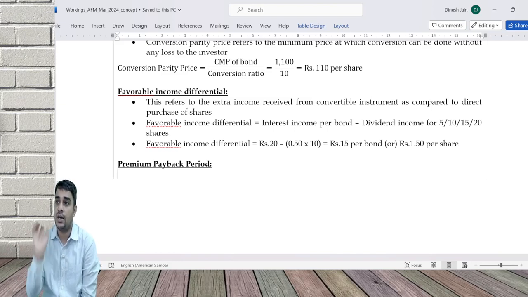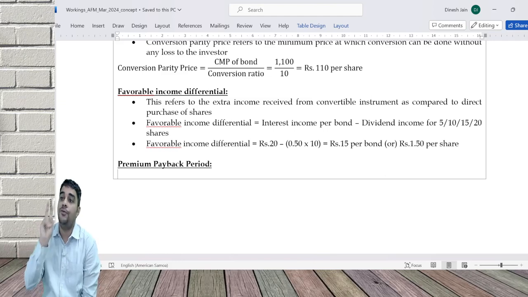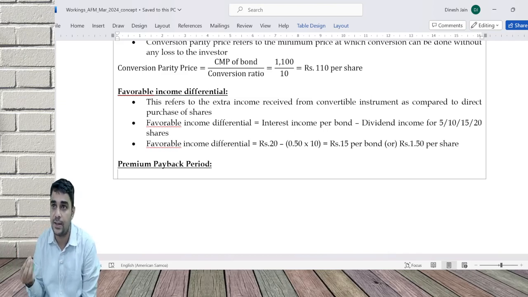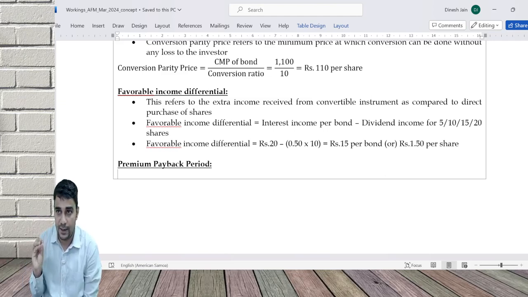How is the calculation done? Conversion premium per bond divided by favorable income differential per bond, or conversion premium per share divided by favorable income differential per share. You are getting every year extra 15 rupees. So in a 20-year period, this is not a very good example. Whenever we do a problem, the premium payback will be less than 5 years. The question would be framed in such a manner. I framed a question which is leading to a 20-year period, which means your premium will never come back because 5 years is the life.